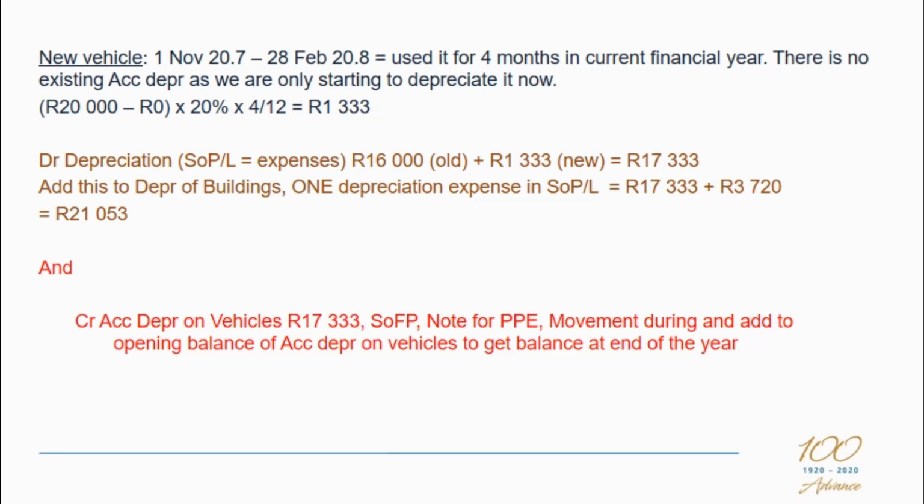Then with regards to the accumulated depreciation on vehicles, of course a negative asset, the total is 17,333 Rand. This will affect my statement of financial position. We're going to show this effect in the note for property, plant and equipment. The 17,333 Rand will be part of the movements, the depreciation during the year. And then we will take the 17,333 Rand, add it to the accumulated depreciation of vehicles at the beginning of the year to determine my accumulated depreciation for my vehicles at the end of the financial year.